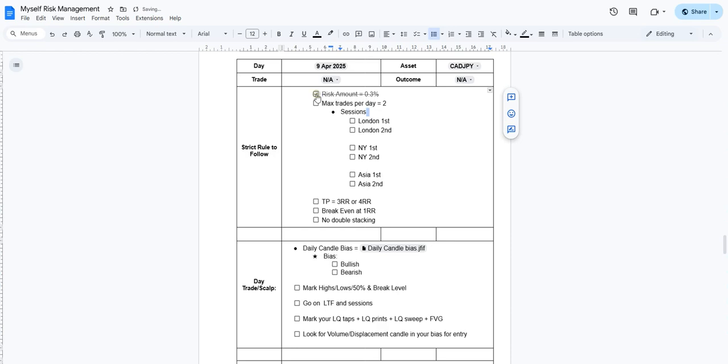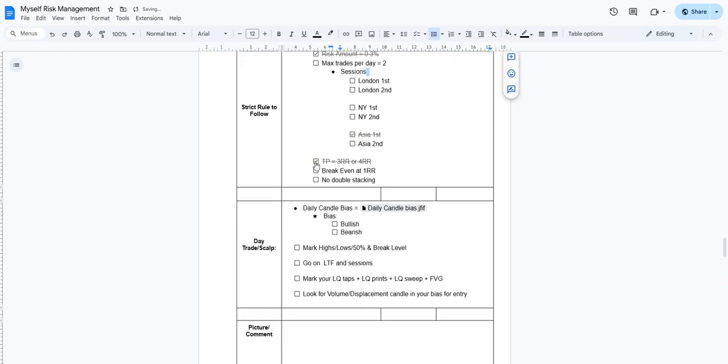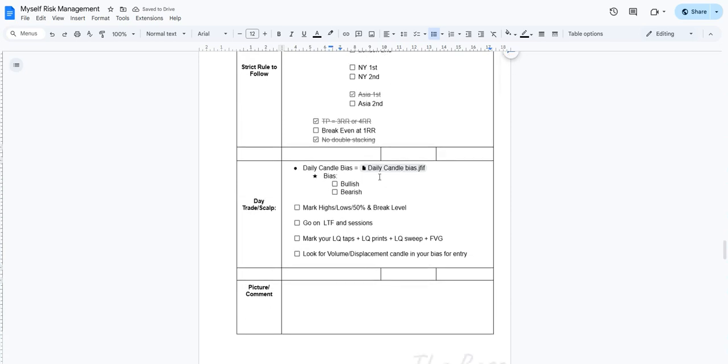Now risk, of course, I'm going to be risking 0.3%. We're currently during Asia session, so this is the first Asia session. I've crossed this one out. My TP is going to be 3RR. I've not entered the trade yet. I'm not going to double stack at all. Now in terms of this one, I'm going to show you.